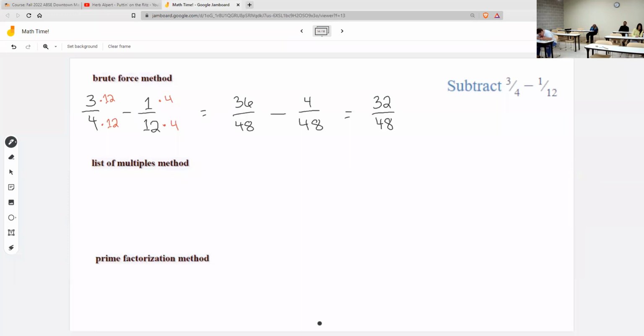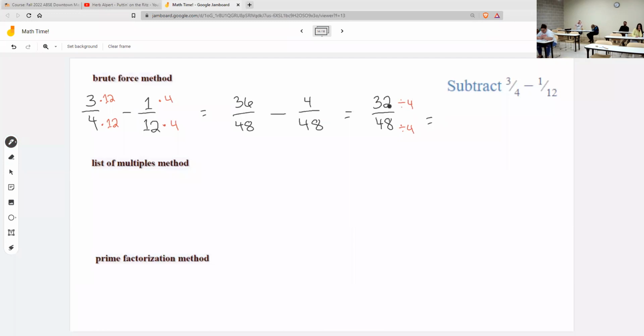As often happens with this brute force method, I have to reduce. What should I start out by reducing with? We can certainly pick 2. They're both even numbers. Should we just do 2? 4? 4 will also work. Well, 8 will also work, but I've started writing 4. So you can do 8 on your paper.